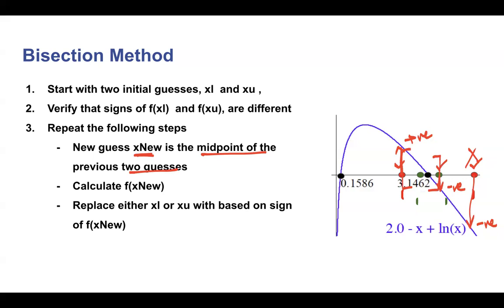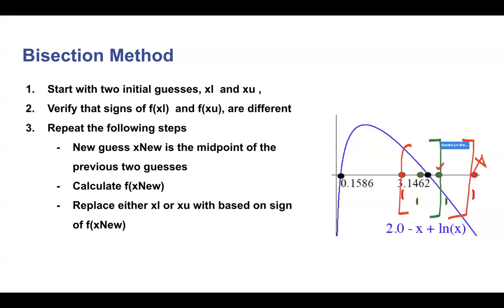Okay. So my first bracket was this. Now I got the green value, and the green is also a negative value. So I remove this bracket. Instead, I create a new bracket. That is this. This is my new bracket.